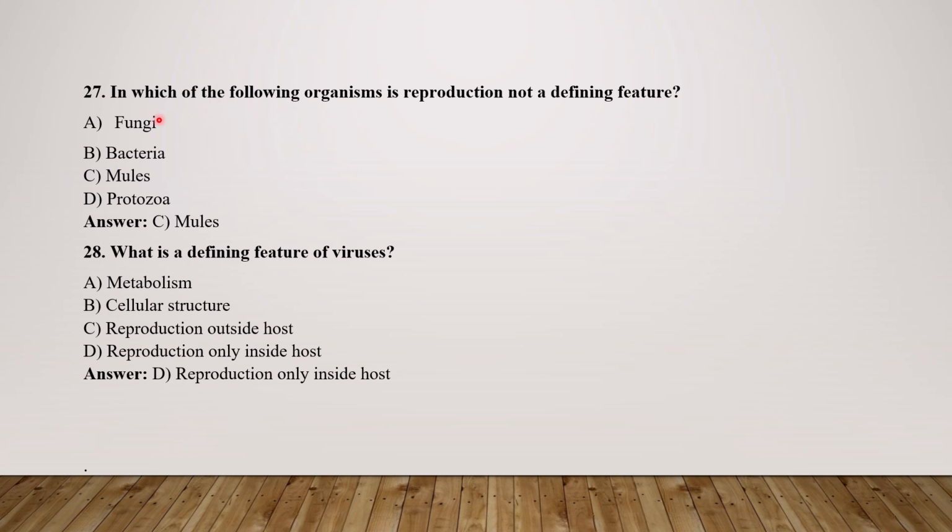Moving to the next slide. In which of the following organisms is reproduction not a defining feature? The right answer is option C, mules. Mules are sterile hybrids and do not reproduce, showing that reproduction is not a universal characteristic.